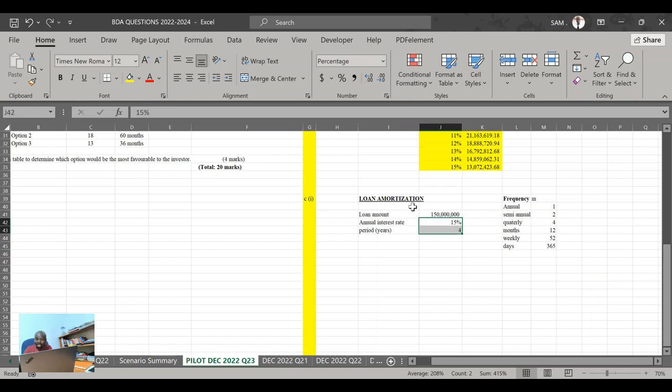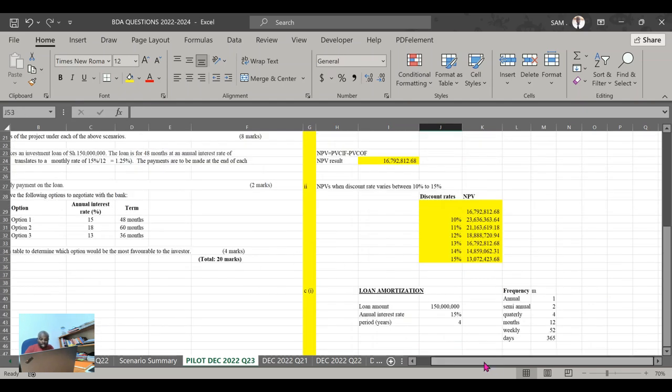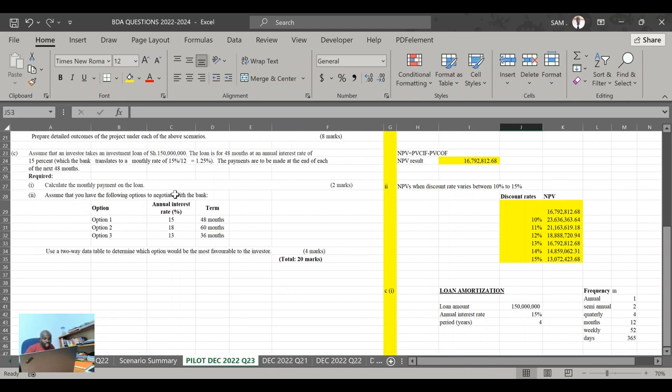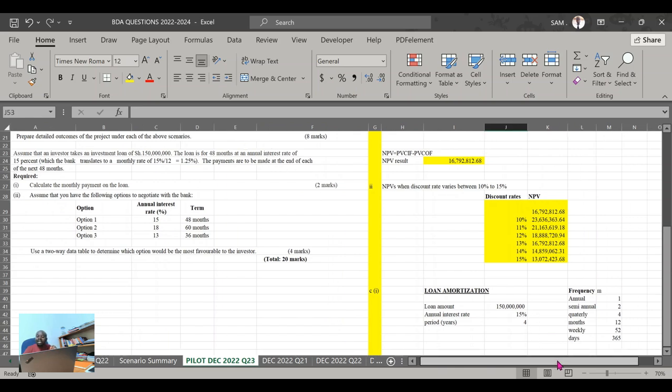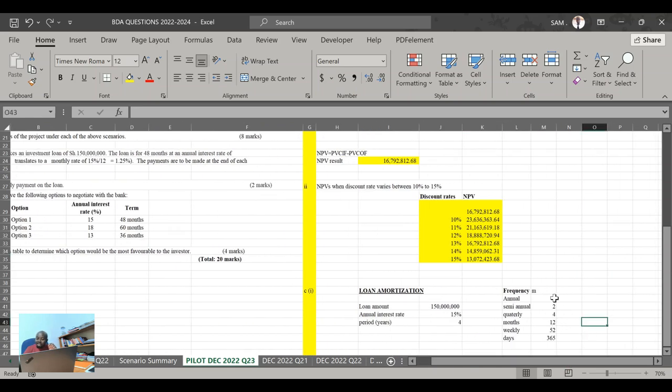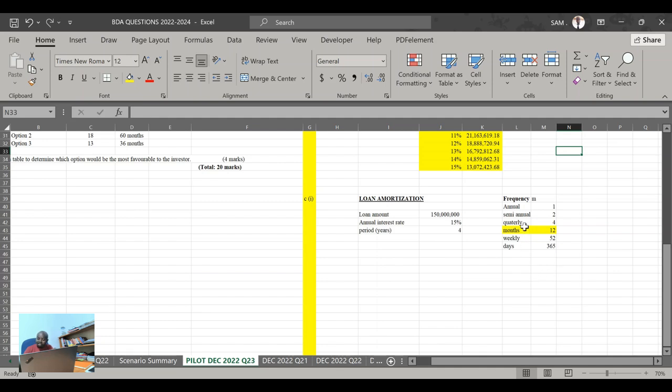Now, how does that happen? Look at the question we have here. We are told that the payments are to be made at the end of each of the next 48 months. So we are repaying on a monthly basis. I want to highlight the monthly basis there so that you'll be able to see it well. In months, meaning in 1 year we have 12 months, so we are going to pay 12 times in 1 year. We are doing it monthly.